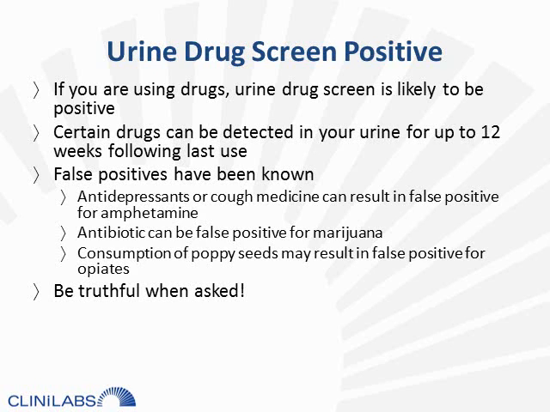There are some false positives that have been known, though. Antidepressants or cough medicines can result in false positives for amphetamine. Antibiotics can result in false positives for marijuana. The consumption of poppy seeds has long been known to result in a false positive for opiates. So you should know this and have an open dialogue with the physician or nurse investigator when you're going through screening. But by all means, be truthful when asked. Your safety is at risk.